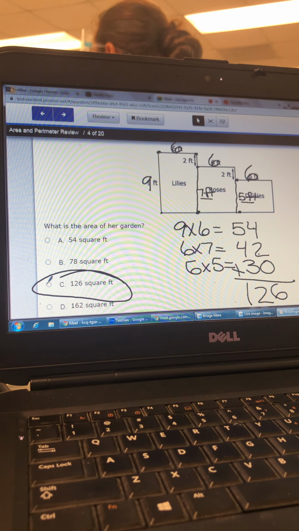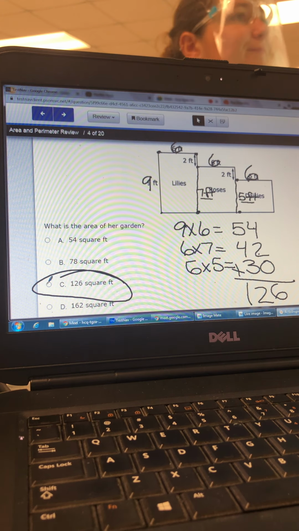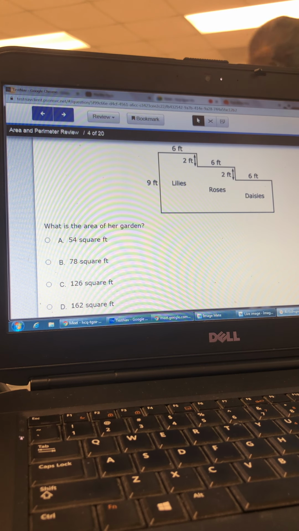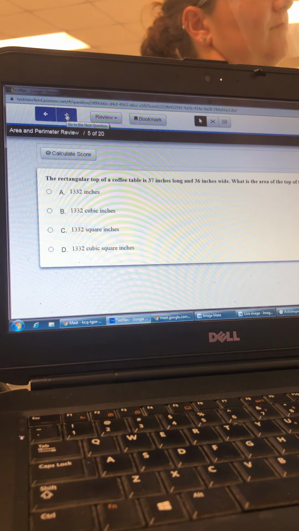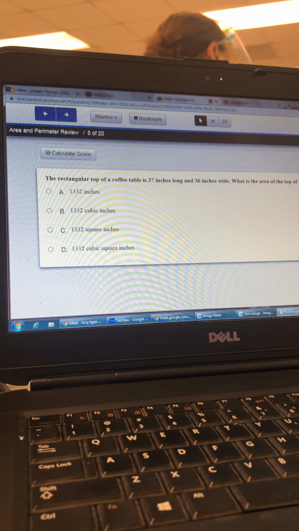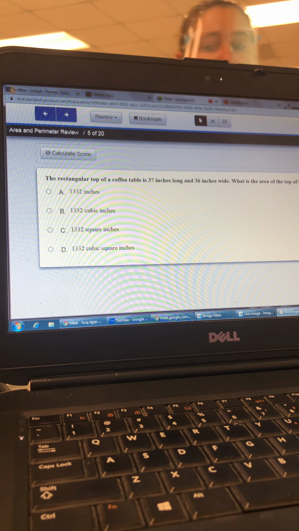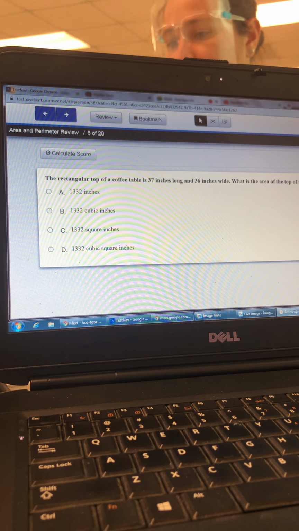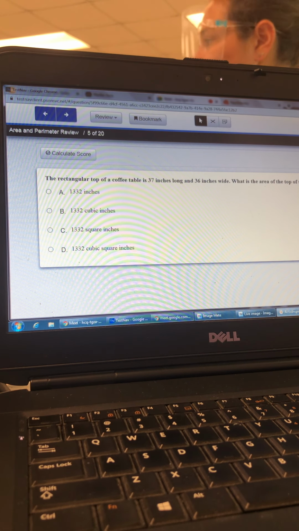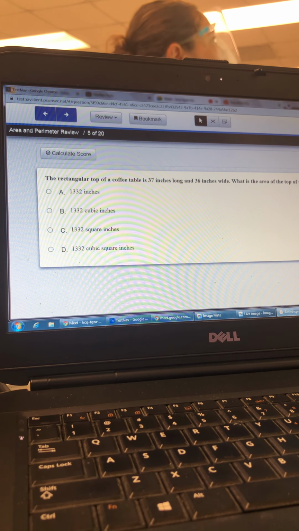What? By using the information that they gave you, that's how you figure out the answer. Well, we hear you, Alex. All right, next question. The rectangular top of a coffee table. Well, log out and try logging back in, Alex, because then you can see if you can hear. No, you cannot. You're right. That one's a little over your level.